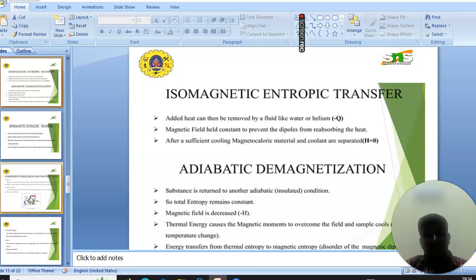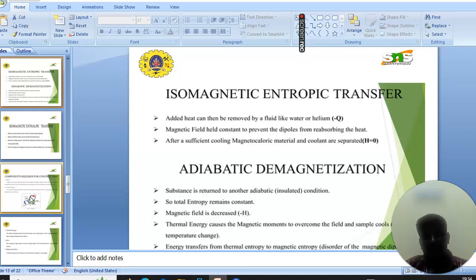In the magnetic refrigeration process, the steps of the thermodynamic cycle are adiabatic magnetization, isomagnetic enthalpic transfer, adiabatic demagnetization, and isomagnetic entropic transfer. First, we'll see the adiabatic magnetization.